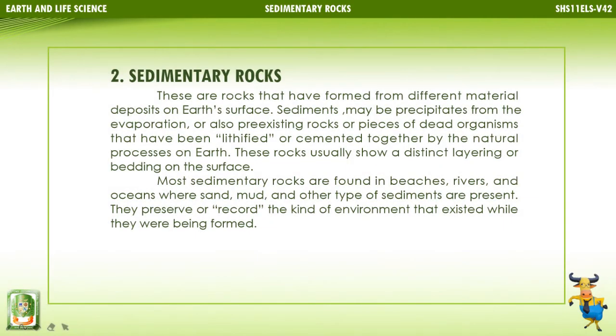2. Sedimentary rocks. These are rocks that have formed from different material deposits on Earth's surface. Sediments may be precipitates from evaporation, or also pre-existing rocks or pieces of dead organisms that have been lithified or cemented together by the natural processes on Earth. These rocks usually show a distinct layering or bedding on the surface. Most sedimentary rocks are found in beaches, rivers, and oceans where sand, mud, and other types of sediments are present. They preserve or record the kind of environment that existed while they were being formed.